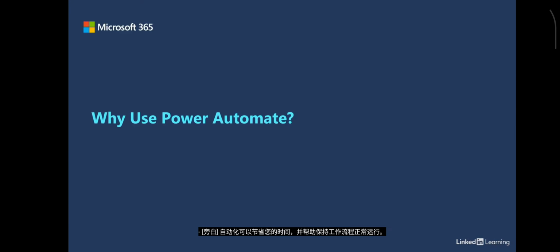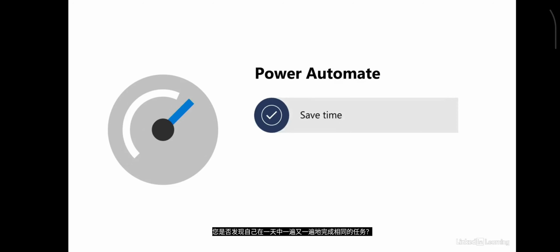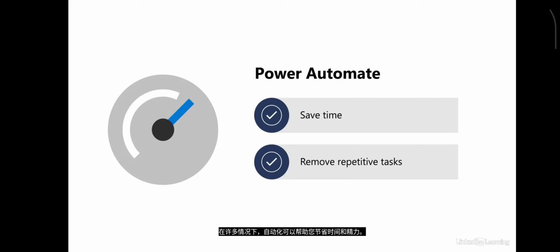Automation can free up your time and help keep workflows on track and running smoothly. In this lesson, I'll give you a preview of the benefits of Power Automate and how automating tasks can help your business. Do you find yourself completing the same tasks over and over throughout your day? In many cases, automation can help save you time and energy. Removing repetitive tasks from your workflow is a possibility with Power Automate.